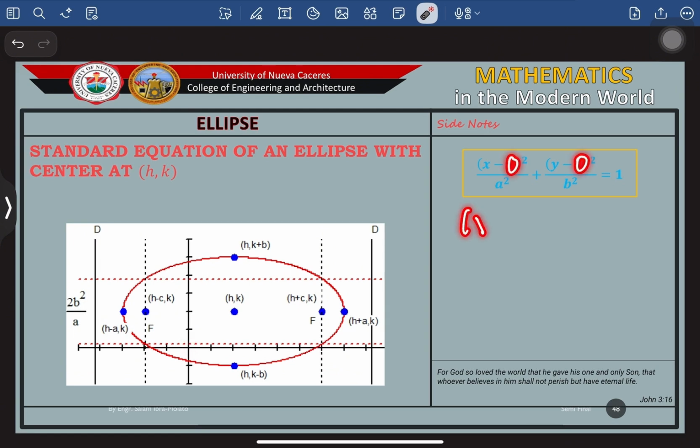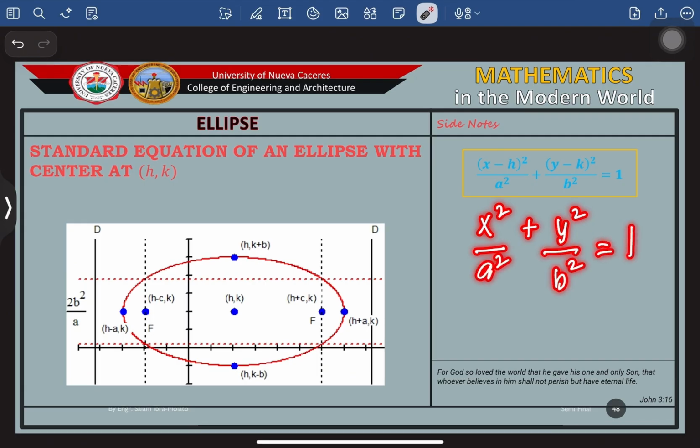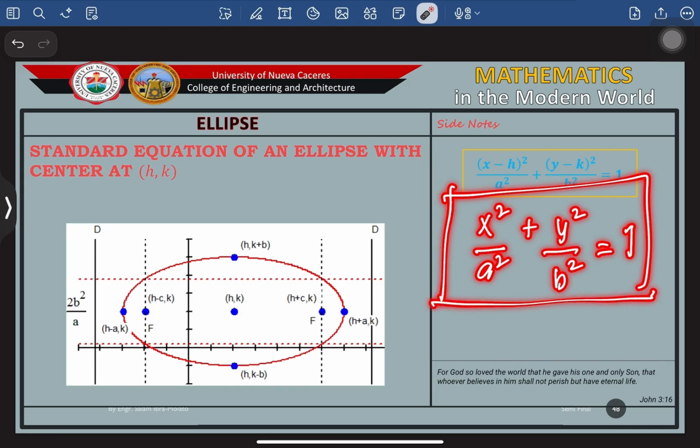So this becomes x squared over a squared plus y squared over b squared is equal to 1. So this is the formula if the center of the ellipse is at the origin.